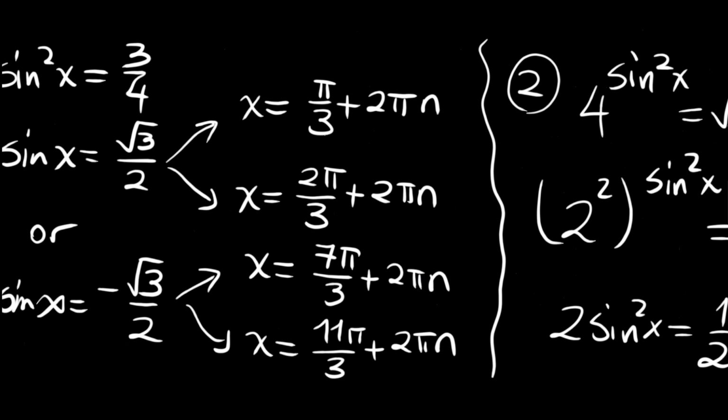Here we will have, let me correct this, this is 60 degrees, 120 degrees, 240 degrees is needed. This is 4 pi divided by 3, I guess, and 5 pi divided by 3, 300 degrees.